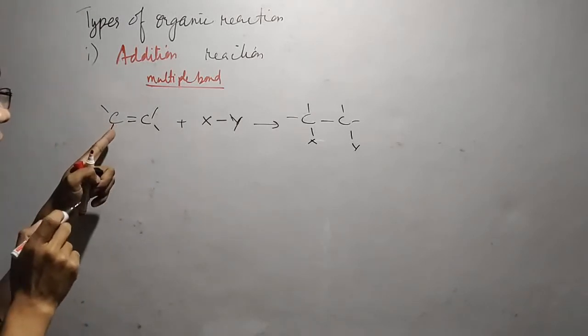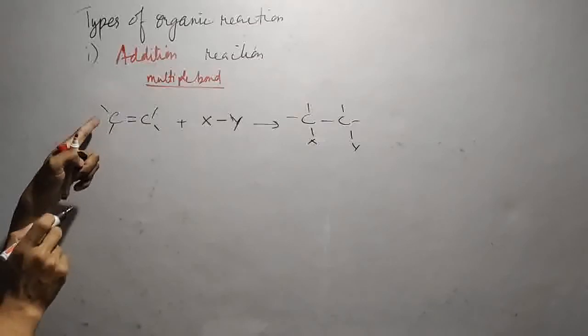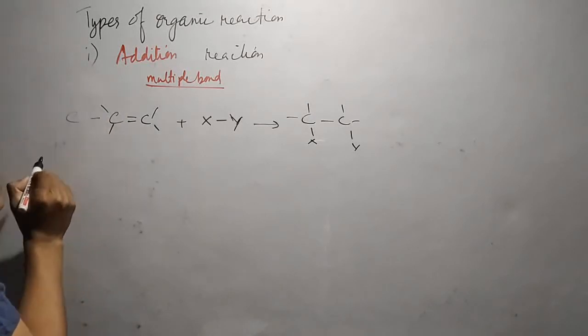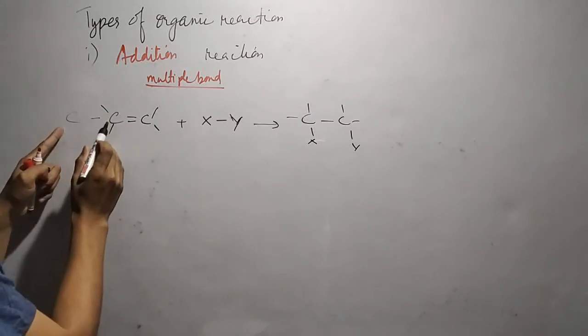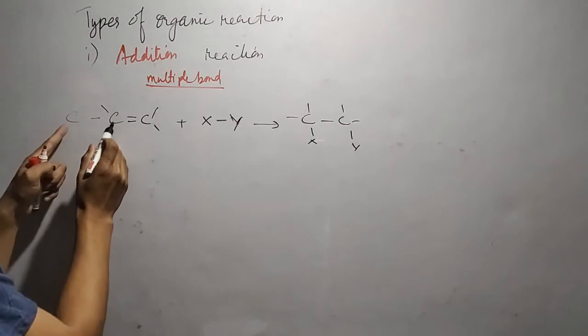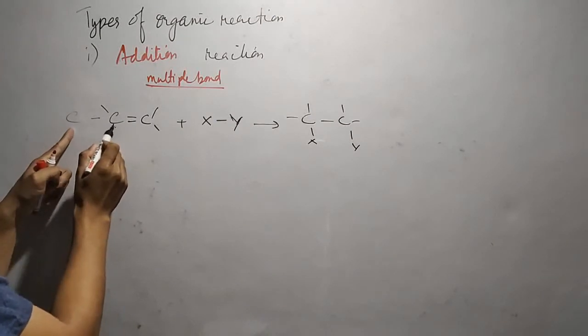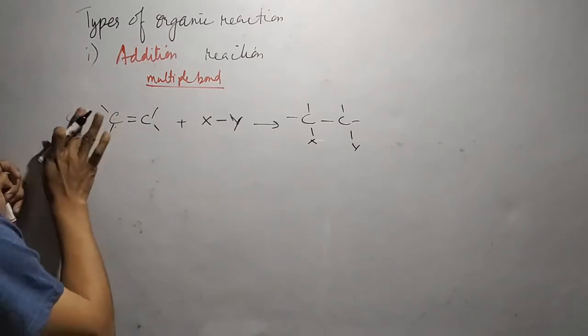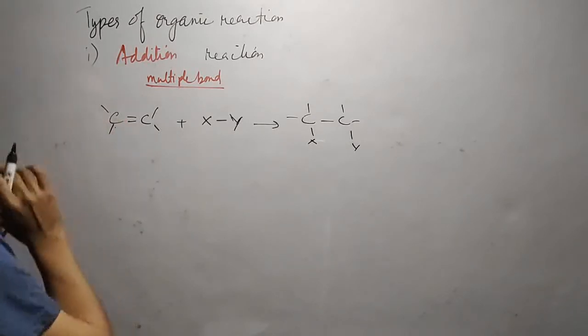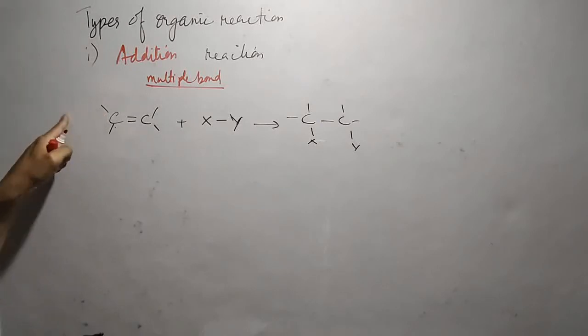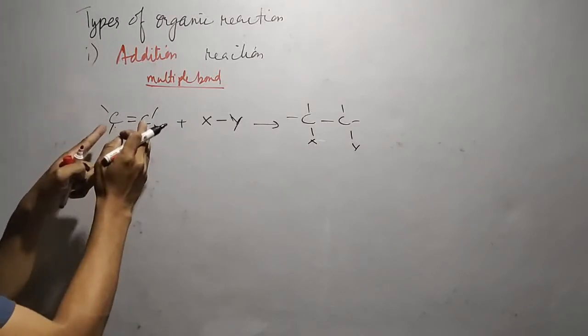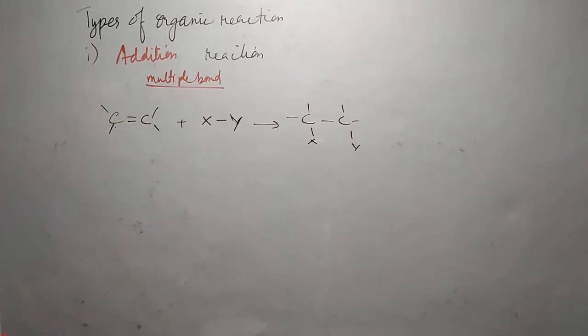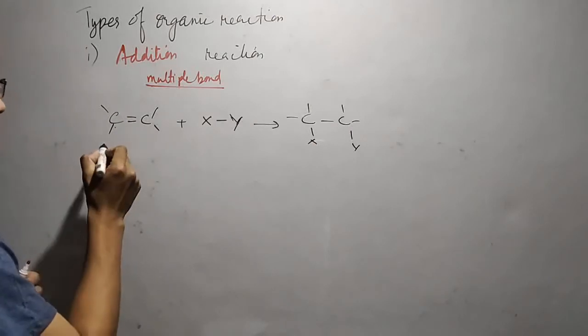Suppose another group is there, like this, then the addition reaction will not take place between this carbon and this carbon, because between these two carbons there is only a single bond. Therefore it will not take place in these places. Instead it will take place here, where there is a double bond. Under this addition reaction there are three types.